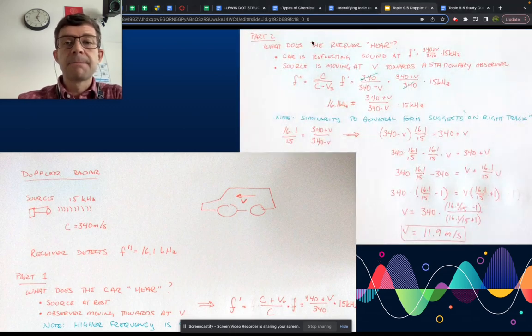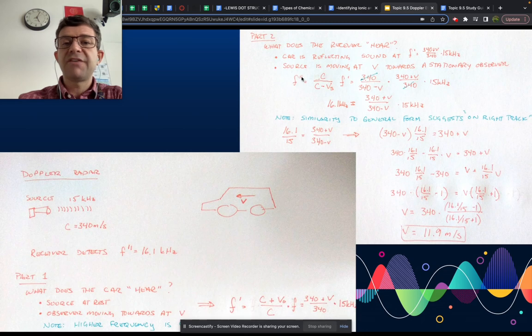Continuing on, we think about what does the receiver over here hear? Well, the car is reflecting the sound waves. The sound waves that the car is reflecting is this modified frequency, f prime. So I'll put the equation here again: (340 plus v) over 340 times 15 kilohertz. As a source, it's moving at velocity v towards a stationary observer.